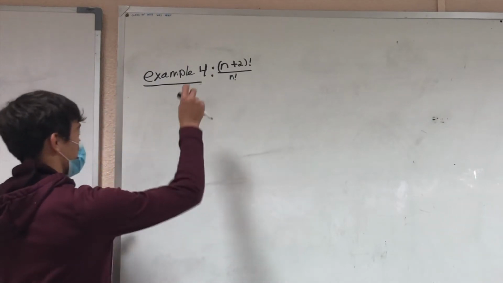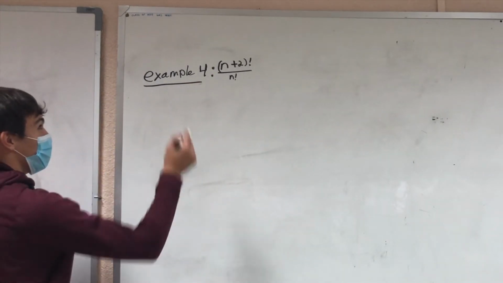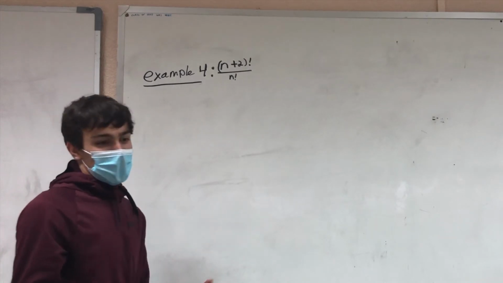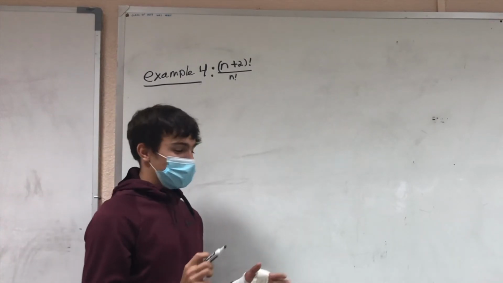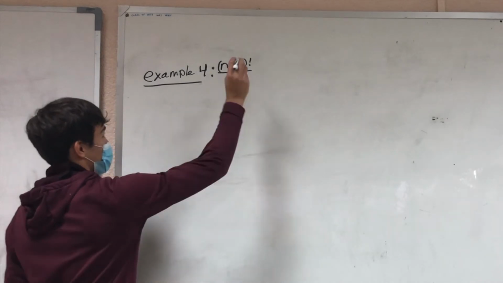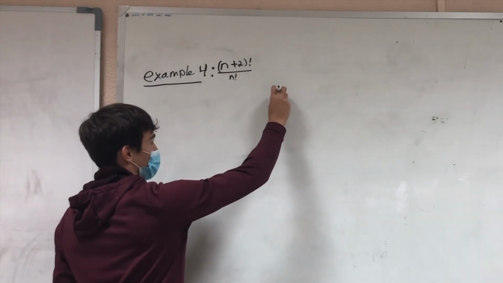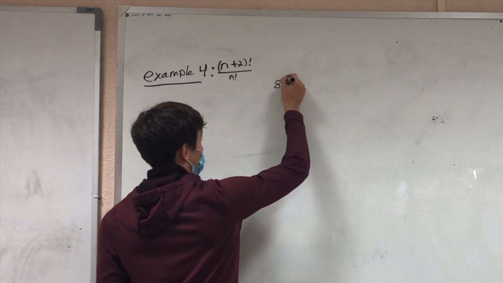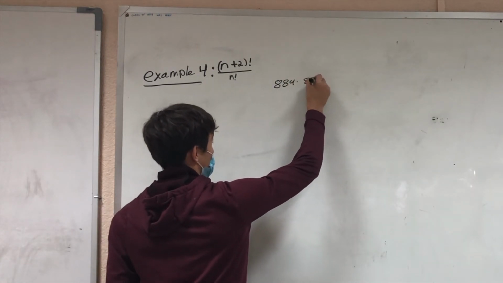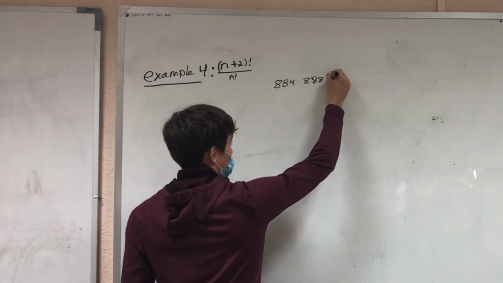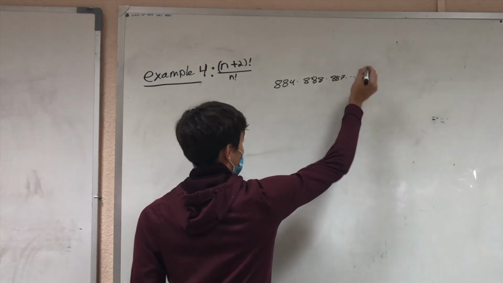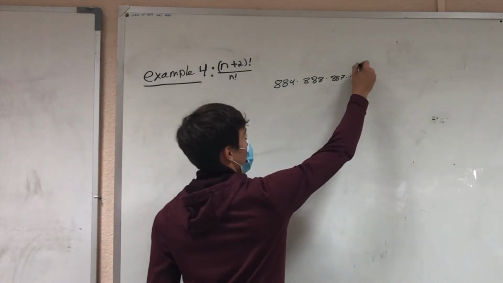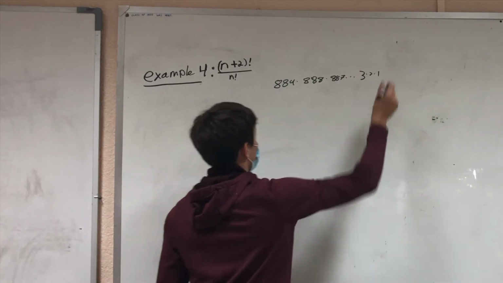So, as we can see, example 4. We have n plus 2 factorial over n factorial. Seems weird, but let's go back to what our idea of a factorial is. A factorial is a number times every subsequent number lower than it until it eventually reaches 1. So like 889 again, times 888, times 887, so on, so forth. Got that? Until it eventually hits 3 times 2 times 1.